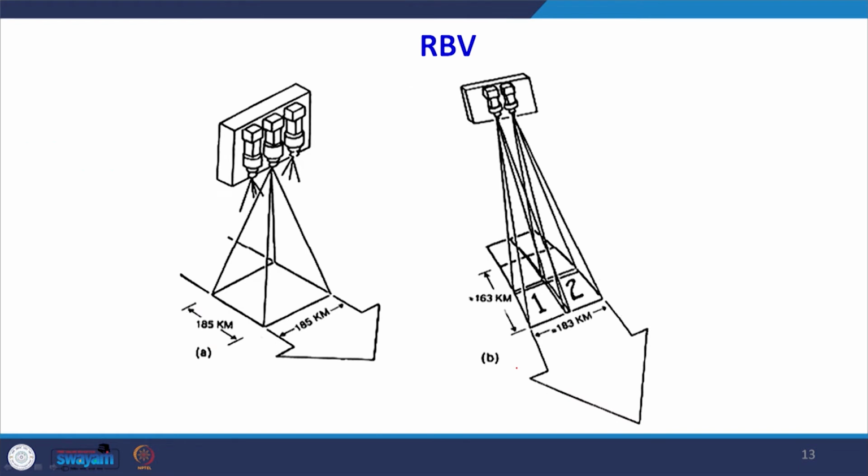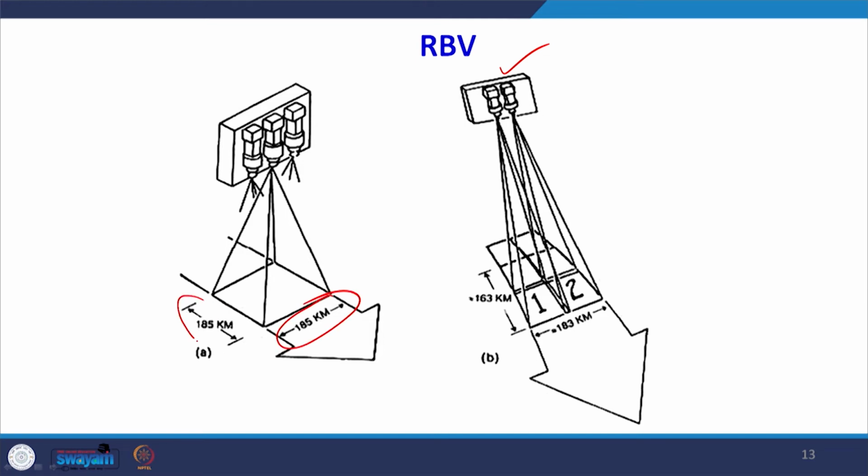So, how does that RBV look? This shows the arrangement: 3 cameras, then 2 cameras were fitted, and these 3 cameras were looking at the same area. Then these 2 cameras were looking at the adjoining area. So, we had 3 cameras providing 3 images of the same area in different wavelength regions, and the swath width was 185 kilometers.